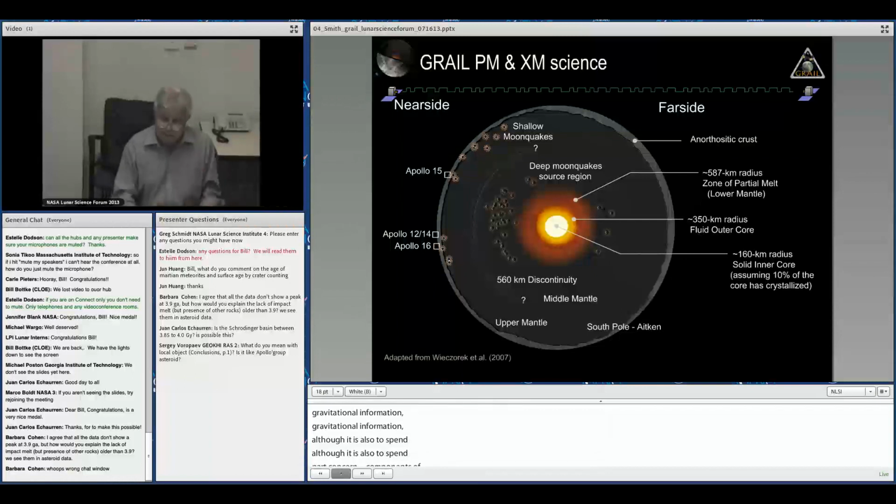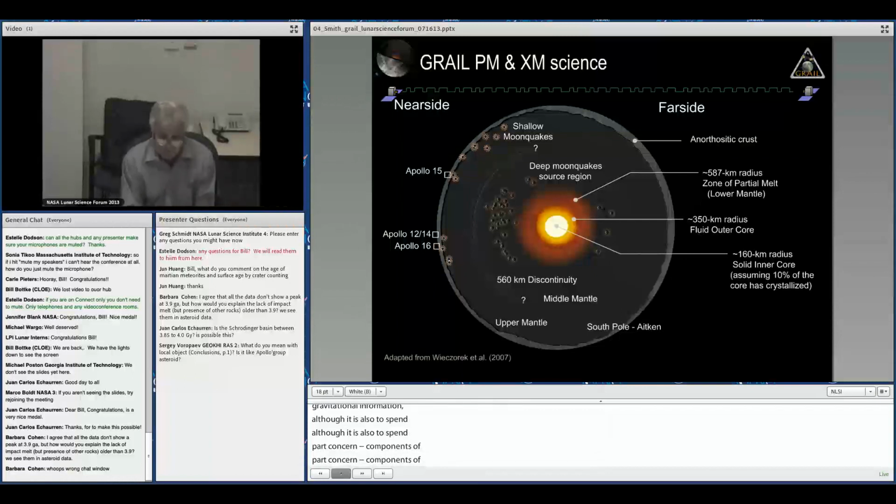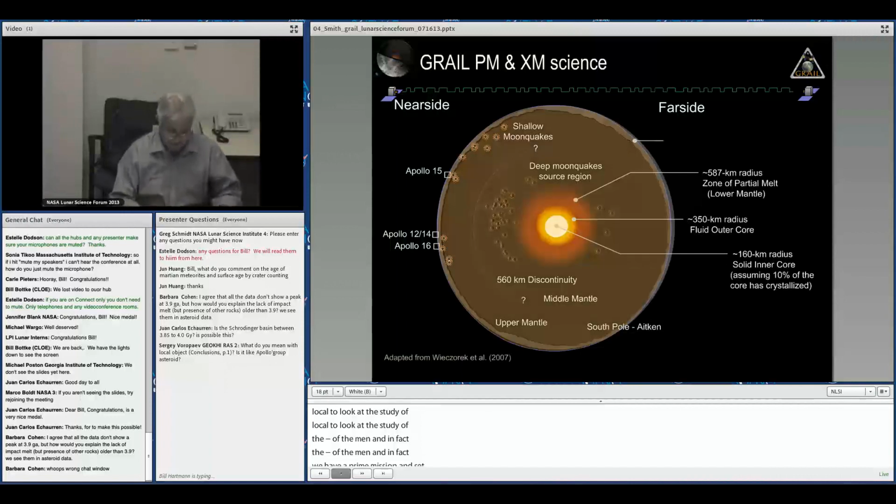Okay, the next chart is just a picture of the interior of the moon, which kind of motivates us at some level to study the interior of the moon. In fact, GRAIL has a prime mission science set of objectives and some extended mission objectives, which I will briefly cover in a moment. And I think if the next chart works properly, since it's an overview, yes, okay.